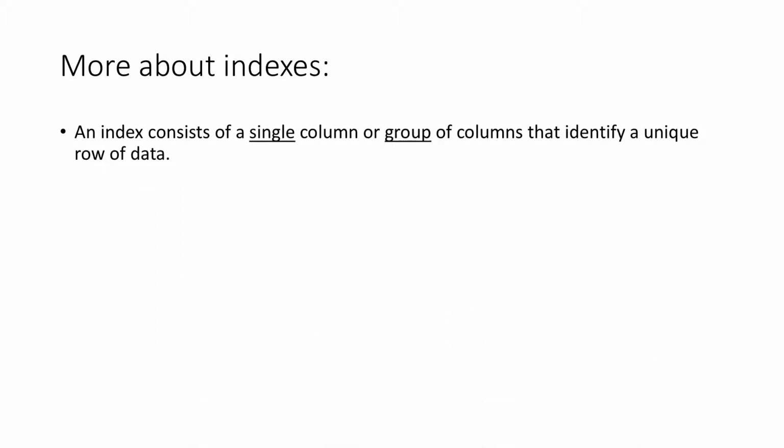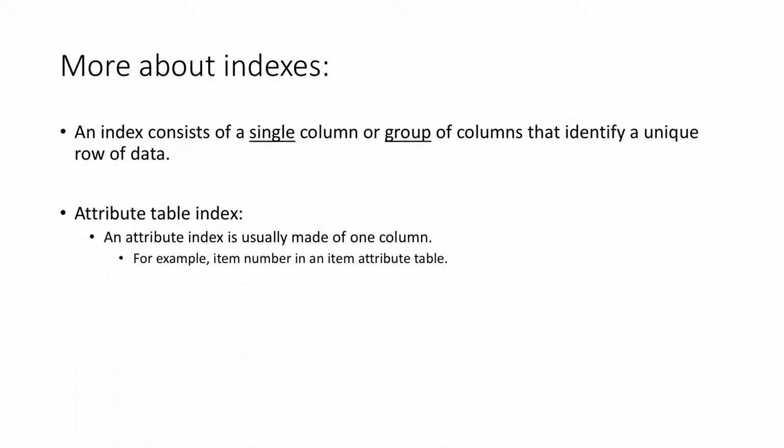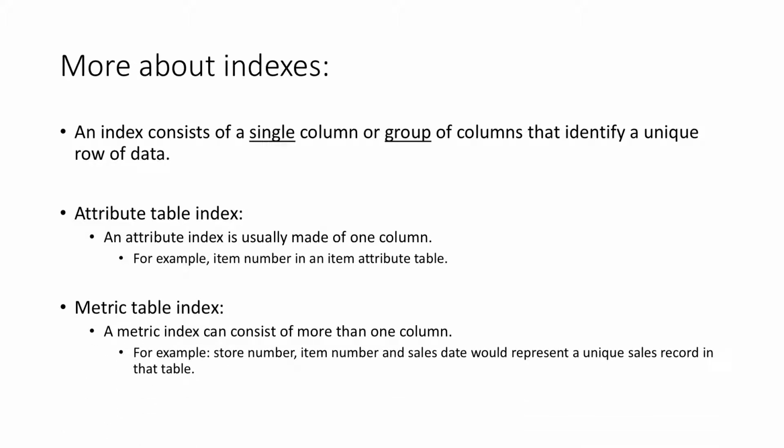More about indexes. An index can consist of a single column or a group of columns that identify a unique row of data. Again, we talked about the attribute table index, normally made up of one column. We have a metric table index, store, item, date would make up an index for its sales table.